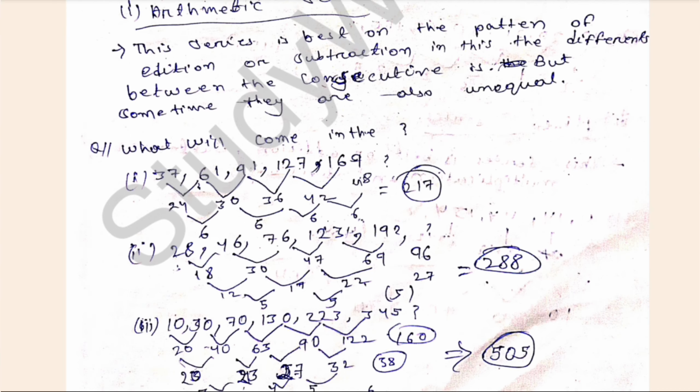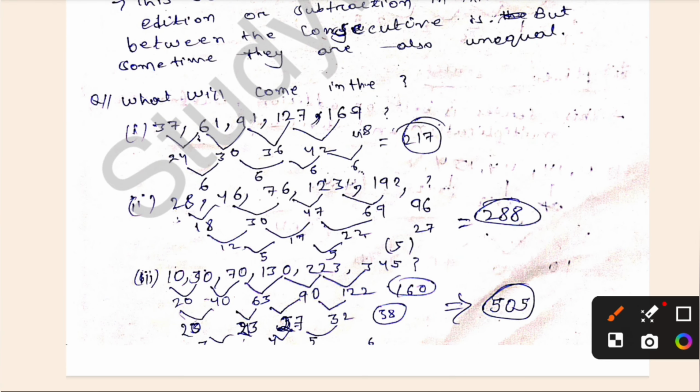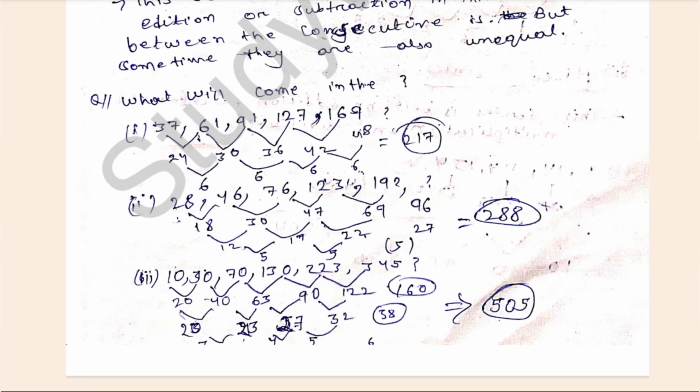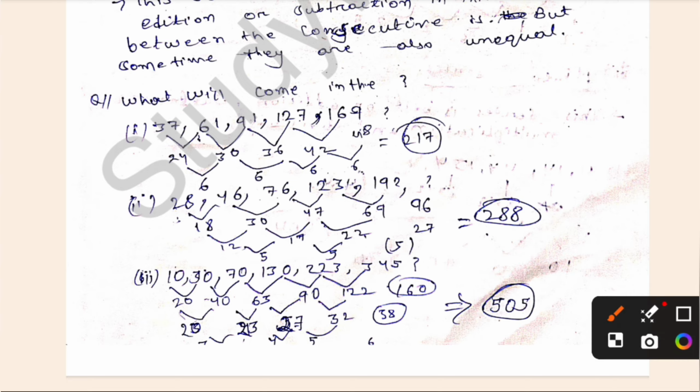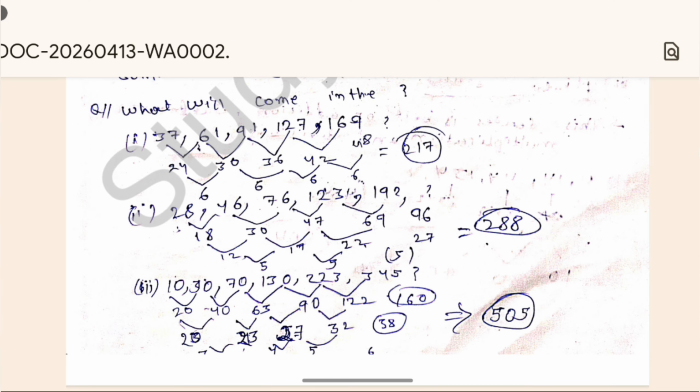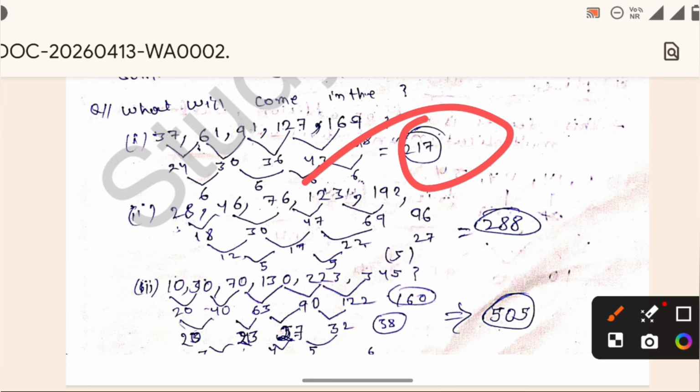For example, question: what will come in the series 37, 61, 91, 127, 169? 37 and 61 difference 24. 61 to 91 difference 30. 91 to 127 difference 36. 127 to 169 difference 42. Next is 48. 169 plus 48 gives the answer 217.